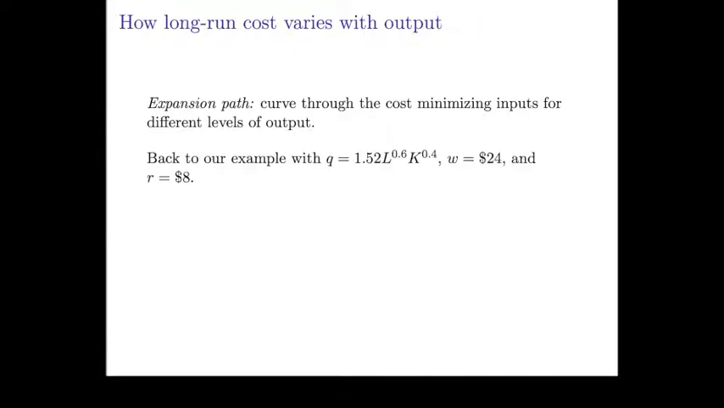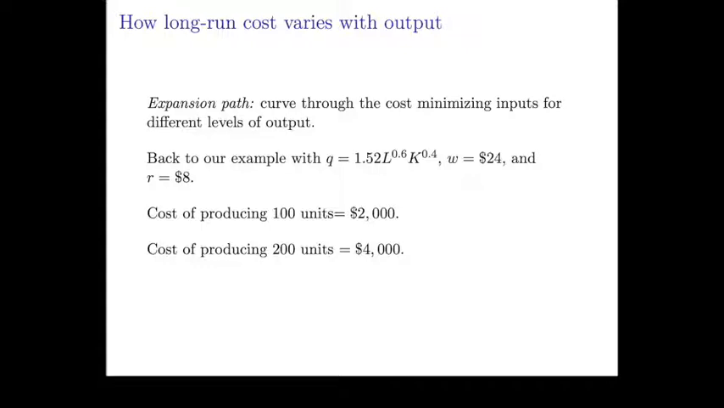So let's go back to the example that we've seen previously, where we had the production function as the quantity of output is 1.52 times labor to the 0.6, capital to the 0.4, and we're going to fix the wage at $24 and the rental rate at $8. What we found was that the cost of producing 100 units was 2,000. So the cost of producing 200 units is actually going to be 4,000.